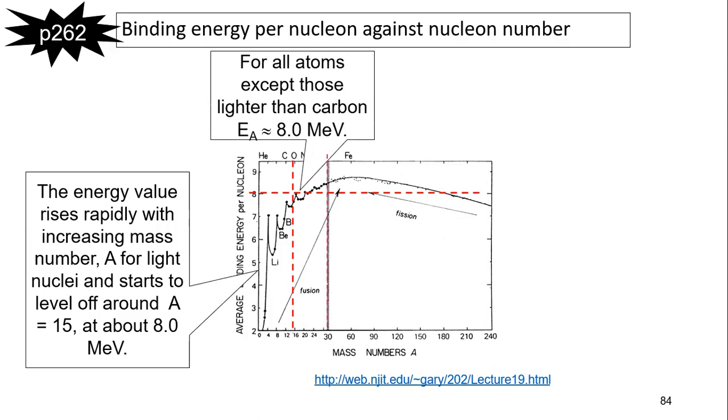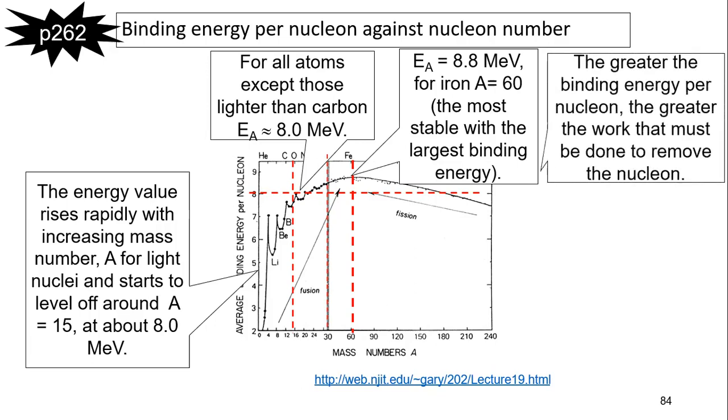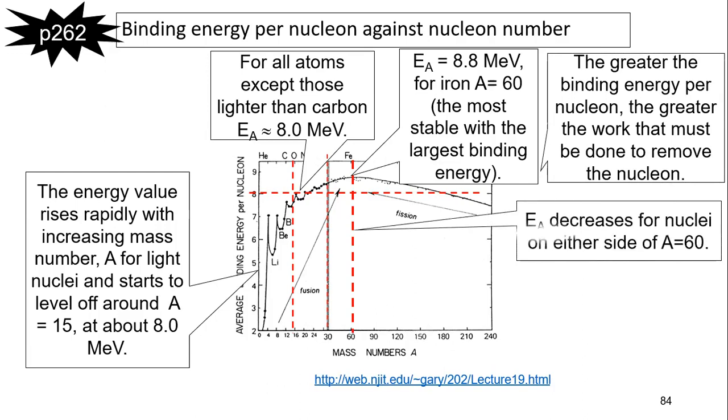So 8 is quite stable. Then iron, right? 8.8, A equals 60. It has the highest binding energy per nucleon. Remember, the greater the binding energy per nucleon, the greater the work needed to separate. That means it's more stable. They need more energy to separate the nucleons. So for iron, A equals 60, the nucleus is very stable.